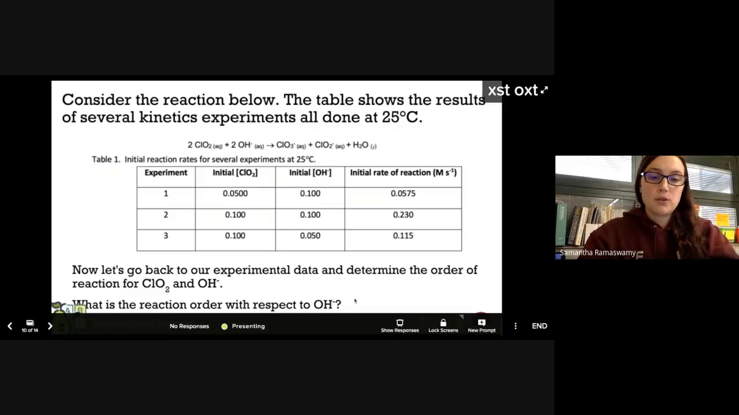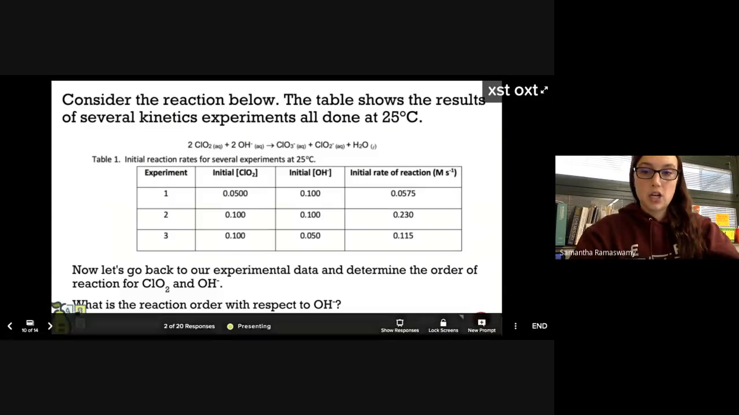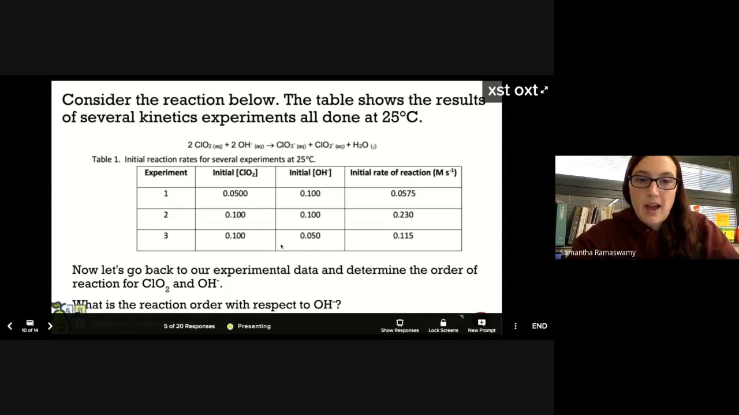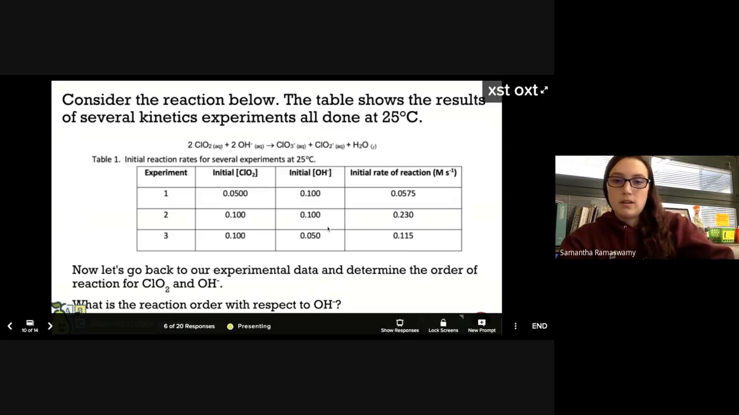Now I want to know what is the reaction order with respect to OH minus. So look at where OH minus changes, but ClO2 stays constant. So I would recommend looking from experiment 3 to experiment 2. It's going to be easier to work with that way. So from experiment 3 to experiment 2, OH minus doubles. Look at what happens to the rate and what that would mean about the order.